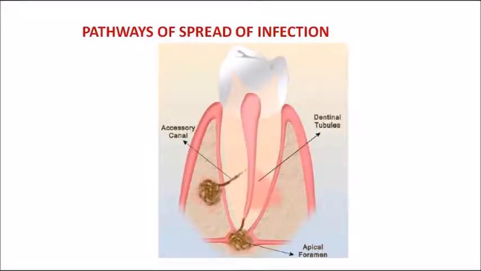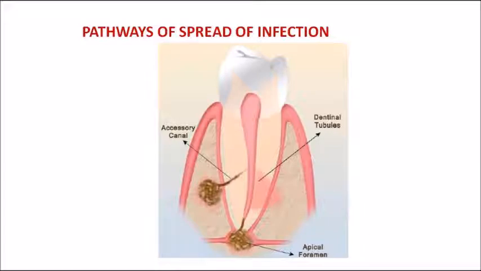Now let's see the pathways of spread of infection. When infection occurs in the tooth, how does it spread? If it is from the coronal aspect of the tooth, then after approximating the dentin, it directly reaches the pulp tissue. From there the infection can spread into the accessory canals as well as the apical canal or apical foramen, and through that it can go into the periapical tissues. That is how the infection spreads.